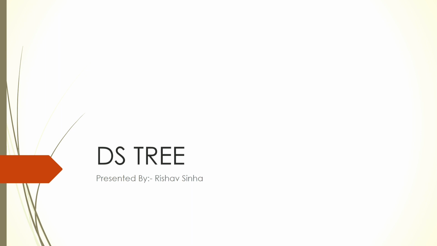So in the previous video we have learned about the queue and the types of queue, right? So today we will learn about the tree data structure. We have read the linear data structures like array, linked list, stack and queue, in which all the elements are arranged in a sequential manner.